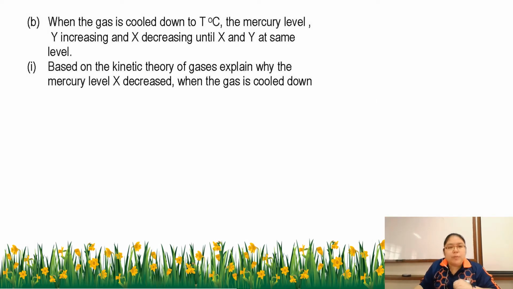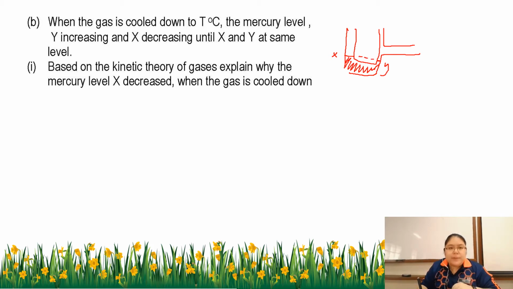Okay, then we go to B. When the gas is cooled to T degrees Celsius, the mercury level Y is increasing and X is decreasing. So the situation is, when you cool down, the two levels become the same. We don't have any higher or lower. So this one X, this one Y, same level, same pressure.